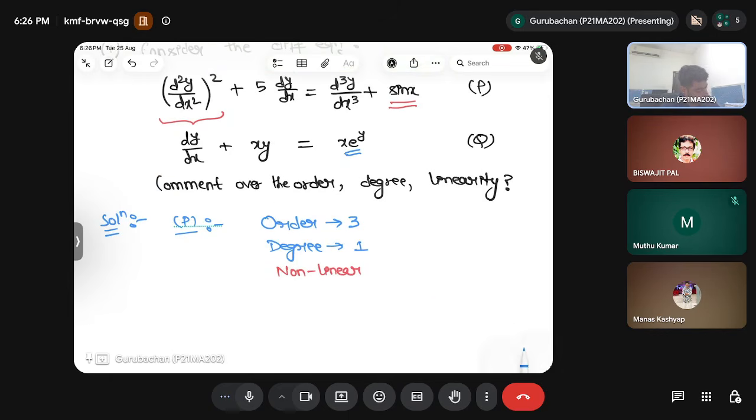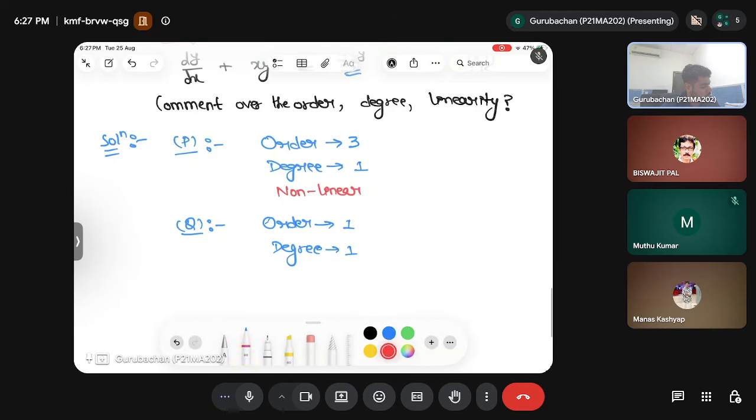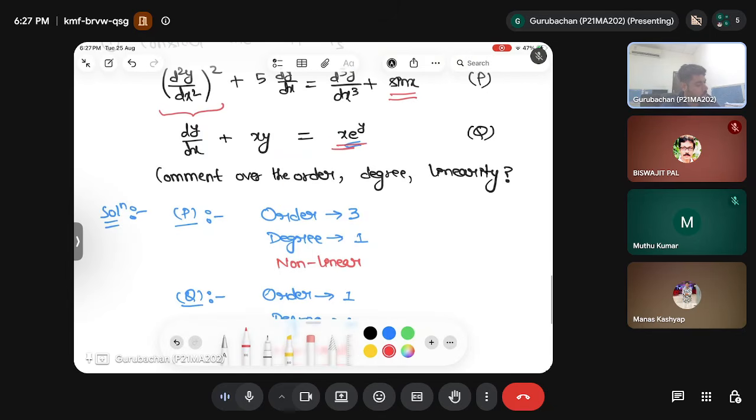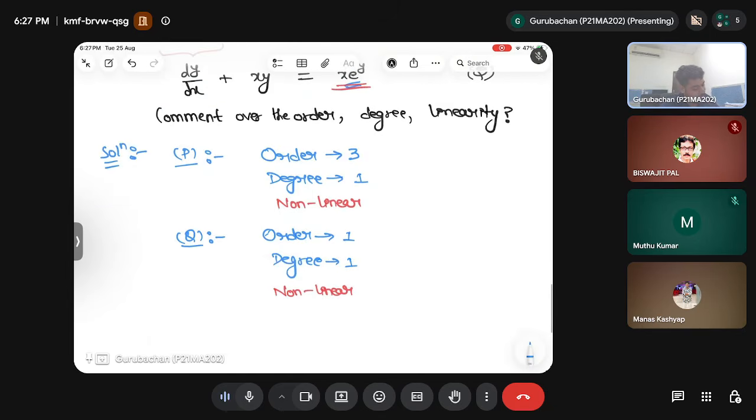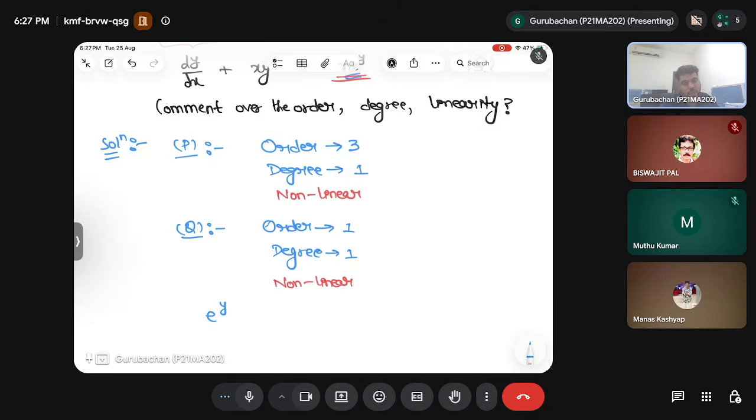Next one, sir, is non-linear due to the presence of e to the power y. Yes, I'll explain why. Order is 1, degree is 1, and this is non-linear because there is a term e to the power y. What it will affect: you cannot separate y, obviously, so it will be like a series.